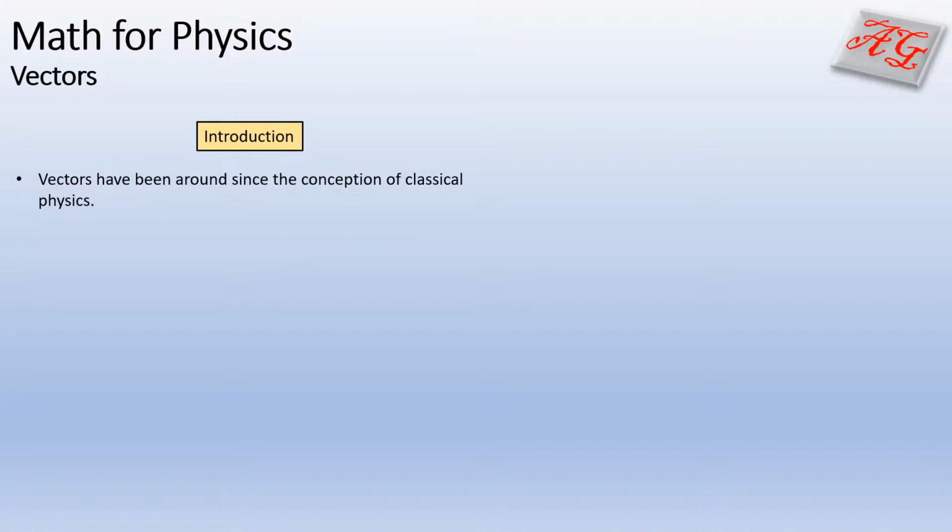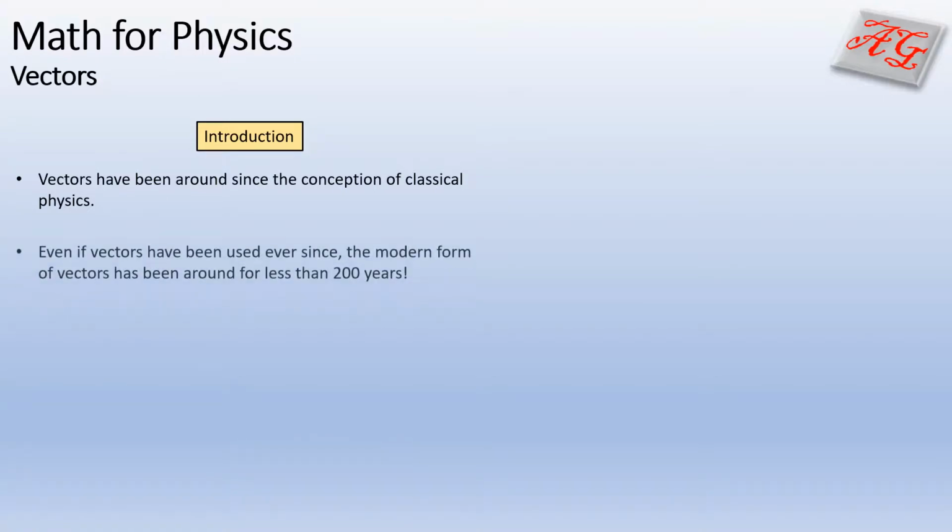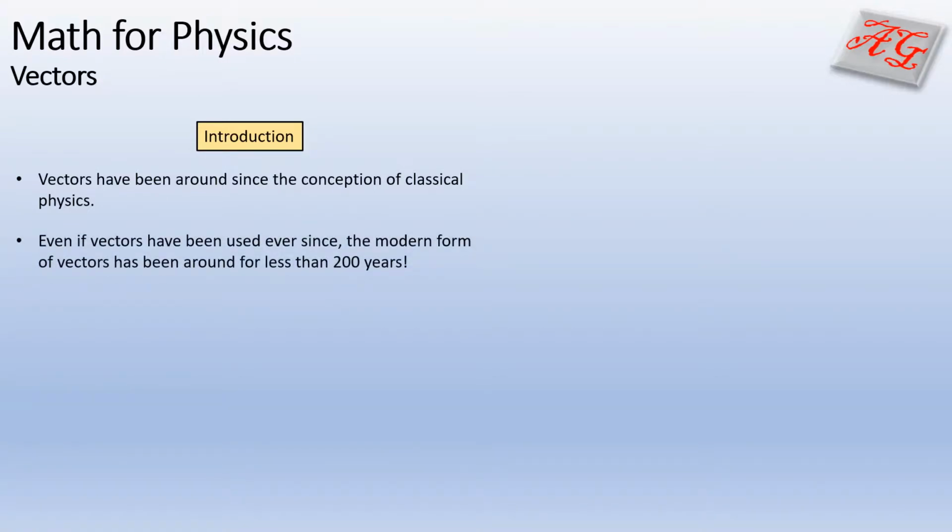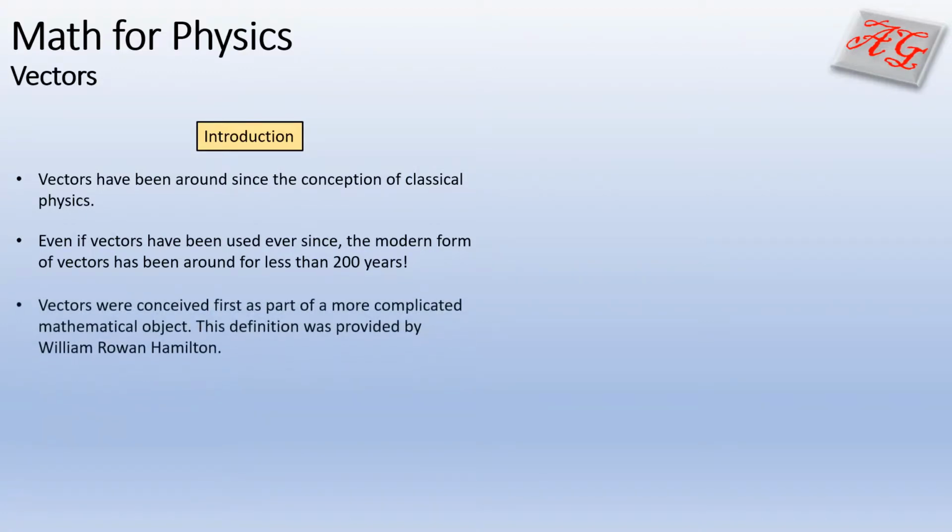The idea of vectors has been around since even before the first conception of classical physics back in 1666. However, the notion of vectors as the modern mathematical objects has been around for just under 200 years. The modern idea of vectors was first introduced by William Rowan Hamilton when he was working on very complicated mathematical problems that required numbers beyond the real numbers.